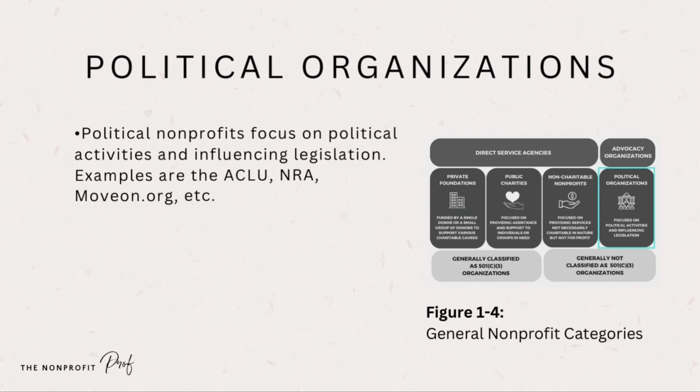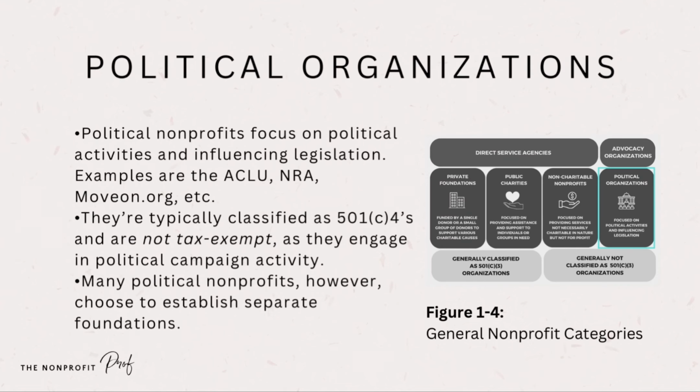Now let's talk about that fourth category of nonprofits, and this is kind of an odd one. It stands out from the other three. And these are political nonprofits. Because political nonprofits exist specifically for political reasons, they are considered an advocacy organization. They're not a direct service agency because they're not out there providing direct services. Instead, their primary purpose is to influence legislation. Examples of political organizations are the ACLU, the American Civil Liberties Union, or the NRA, the National Rifle Association, MoveOn.org, which serves to advocate for certain political candidates, and there are lots of other examples.